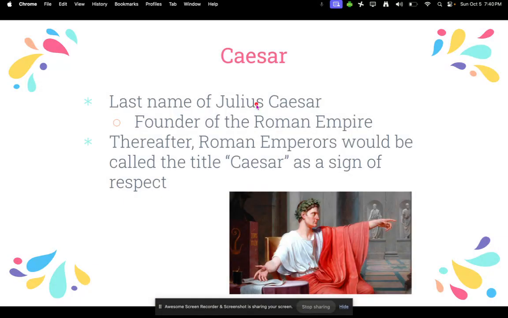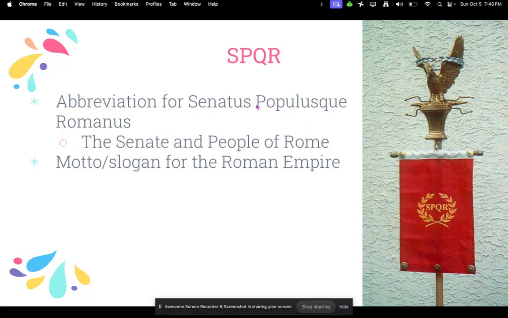Caesar. So that is the last name of Julius Caesar, who was the founder of the Roman Empire. Thereafter, Roman emperors would be called the title Caesar as a sign of respect. SPQR. So that's the abbreviation for Senatus Populusque Romanus, I don't know Latin, which means the Senate and the people of Rome. It is really the motto slash slogan for the Roman Empire, and you will see it everywhere.